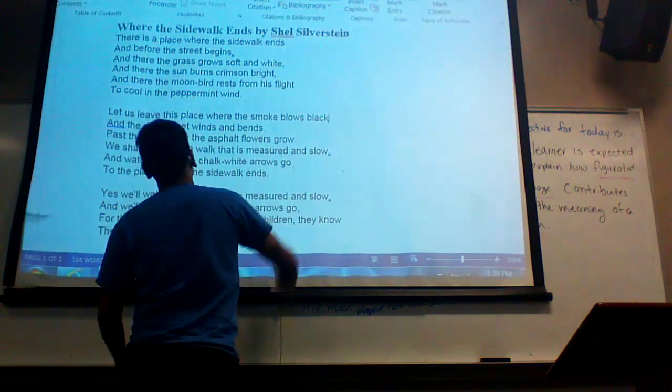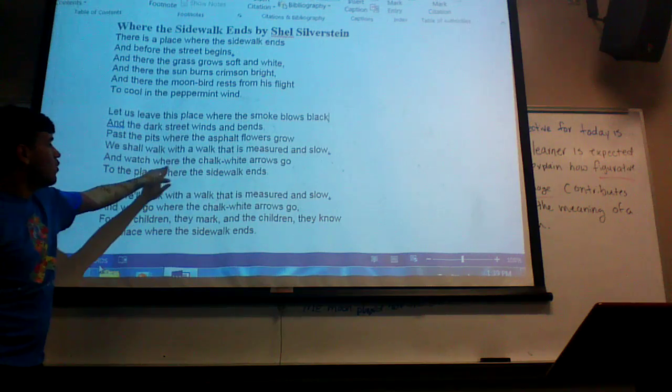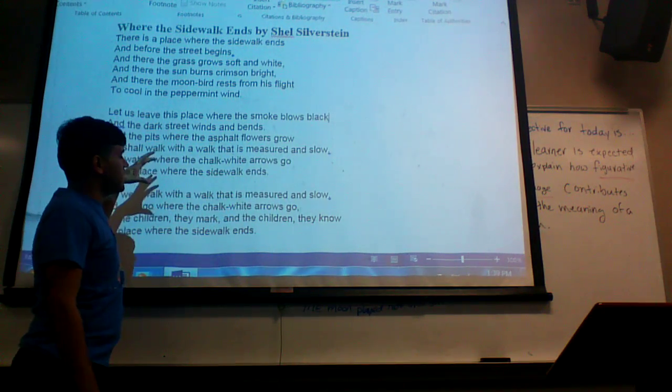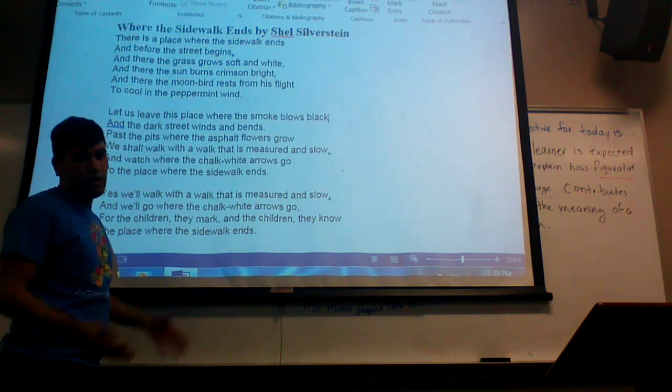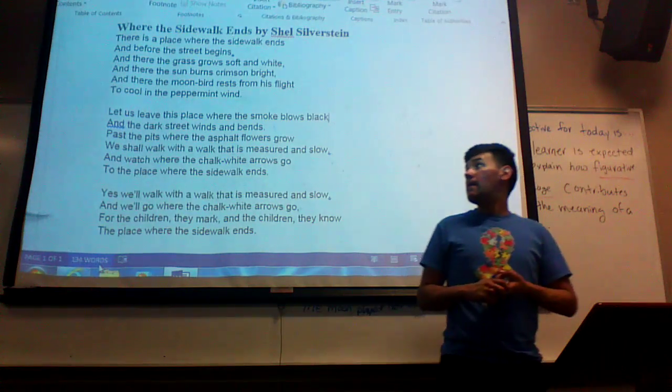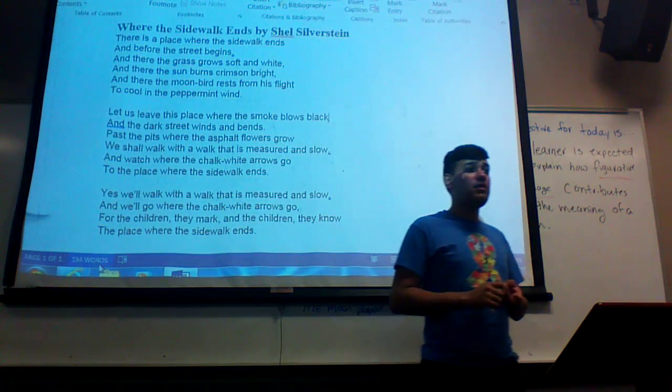And then here we have another one. Watch where the chalk white arrows go. So they're saying that the arrows are going. Okay, guys? So we identified personification, metaphor, and hyperbole.